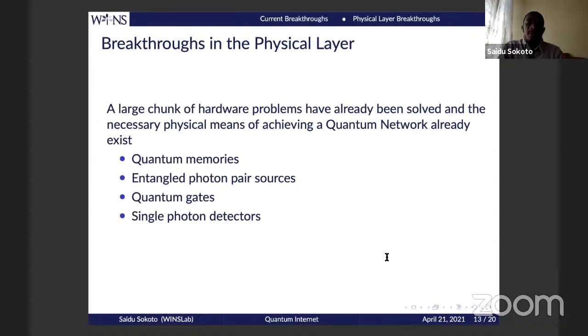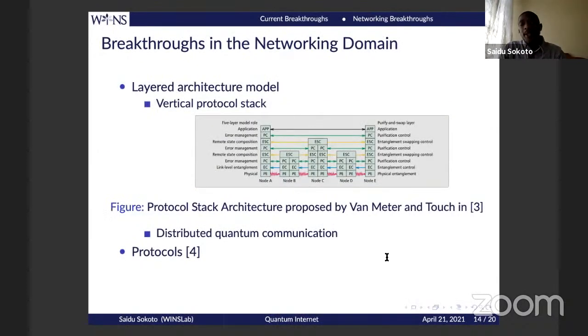We have entangled photon pair sources, we have quantum gates, we have single photon detectors. These have all been achieved so far. But as we will come to see in the upcoming slides, there's still room for improvement. This is a rapidly developing field, and every day new advances are being made. And something more related to us, what has been achieved in the networking domain.